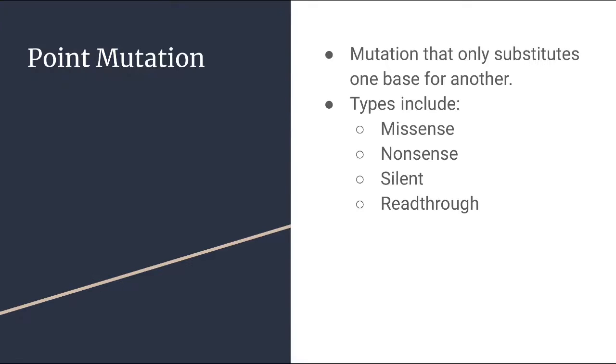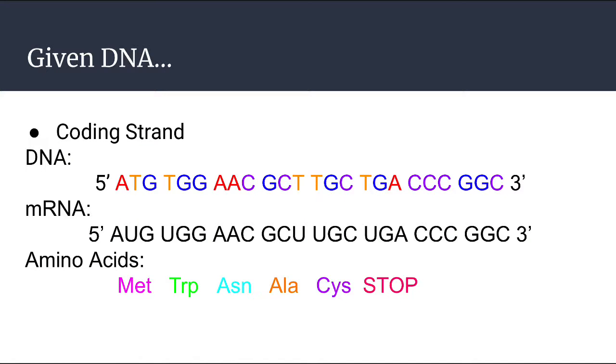Point mutations. A point mutation is a mutation that only changes one base. There are 4 different types of point mutations: missense, nonsense, silent, and read-through, and it is important to understand the differences. The strand of DNA given reads from 5' to 3': ATG, TGG, AAC, GCT, TGC, TGA, CCC, GGC.